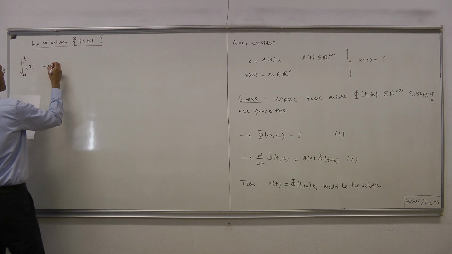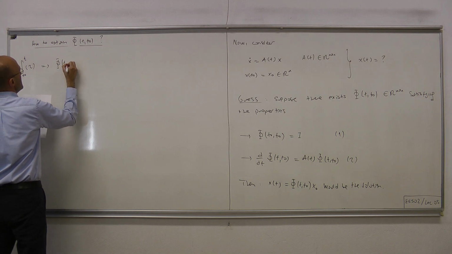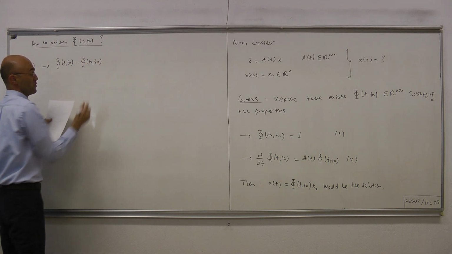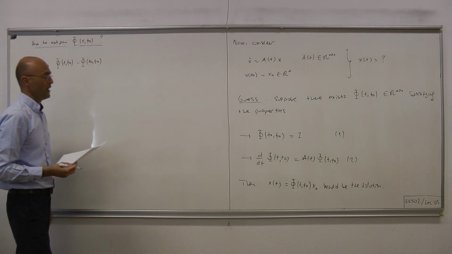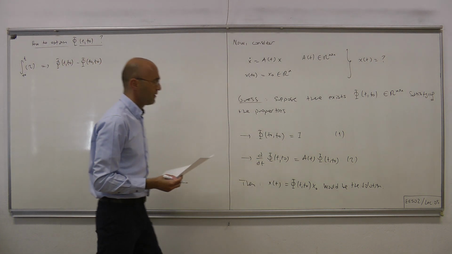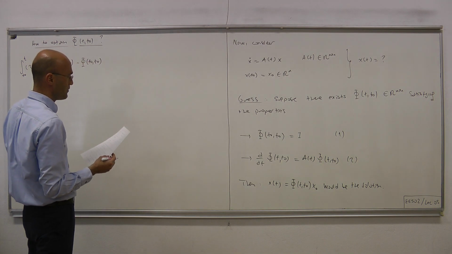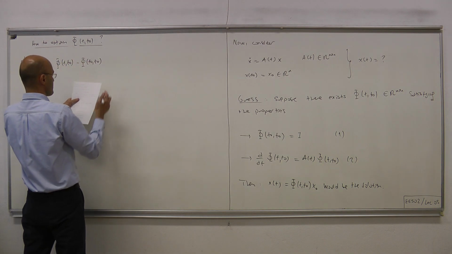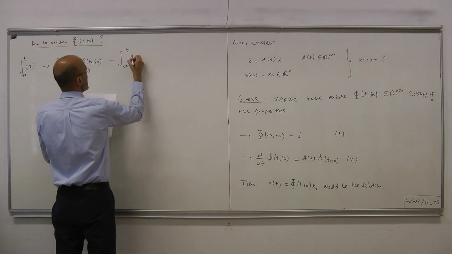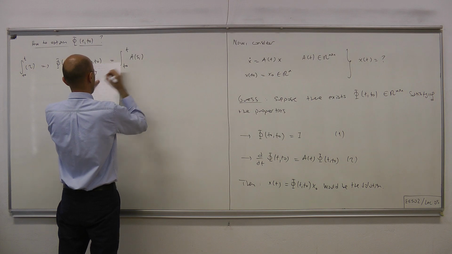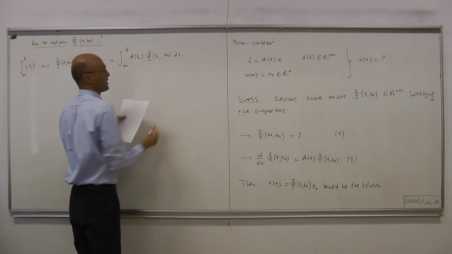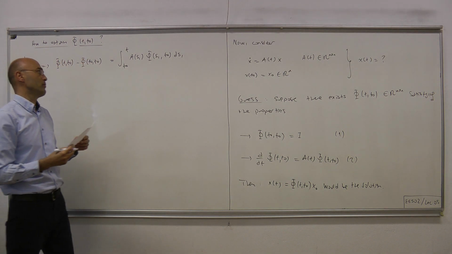That yields phi(t, t0) minus phi(t0, t0), whatever phi is. So this is the integral of the left-hand side. As for the integral of the right-hand side, what we have is the integral from t0 to t of A(s1) phi(s1, t0) ds1. So s1 is our dummy variable of integration.